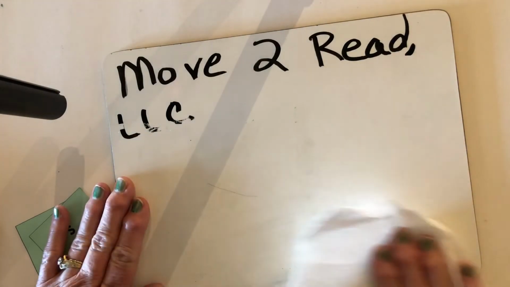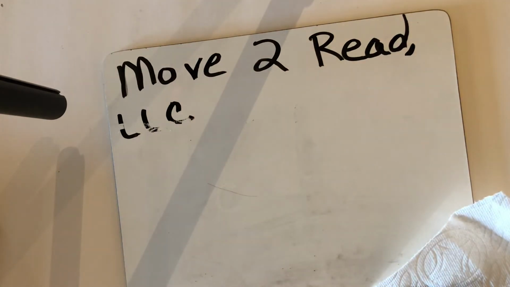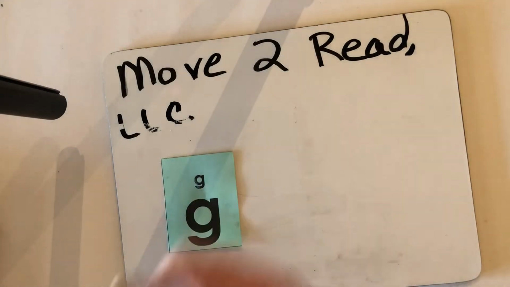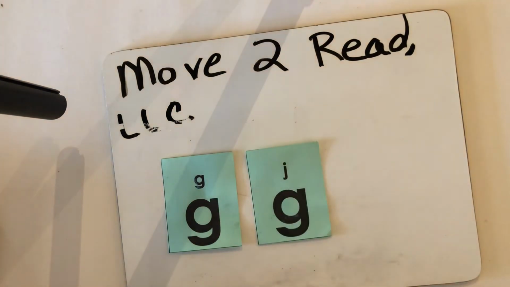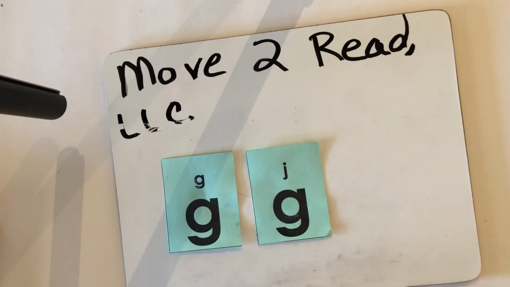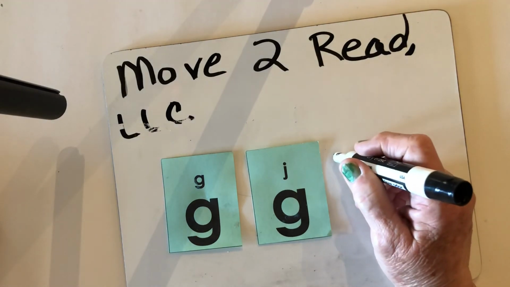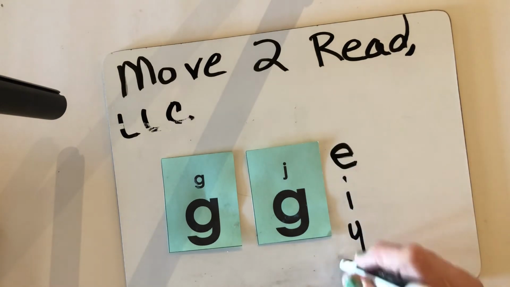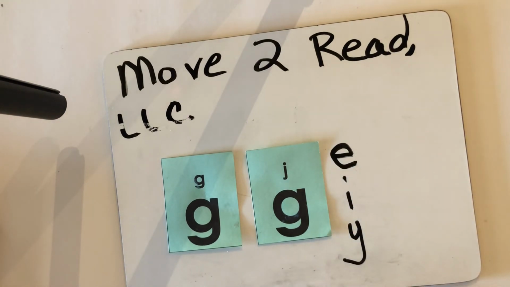G. Oh, and on C, it's an absolute. C will always change if it has an E, I, or Y next to it. G, not so. G can decide if he's going to say G or J. He can only have the opportunity to say the J sound if the next letter is E, I, or Y. He can make that choice, like in gym.